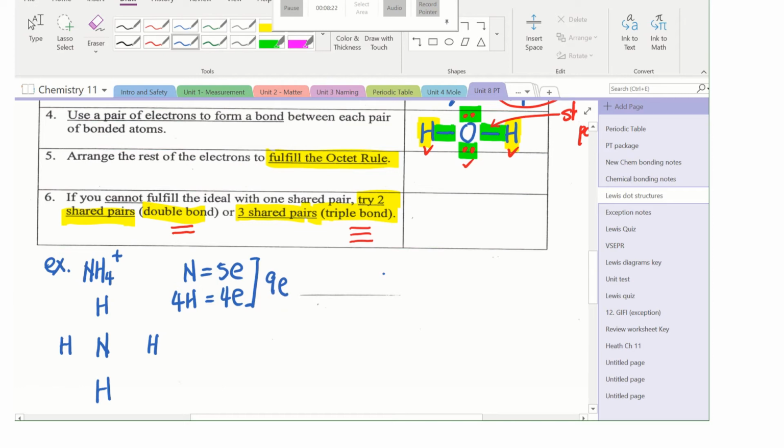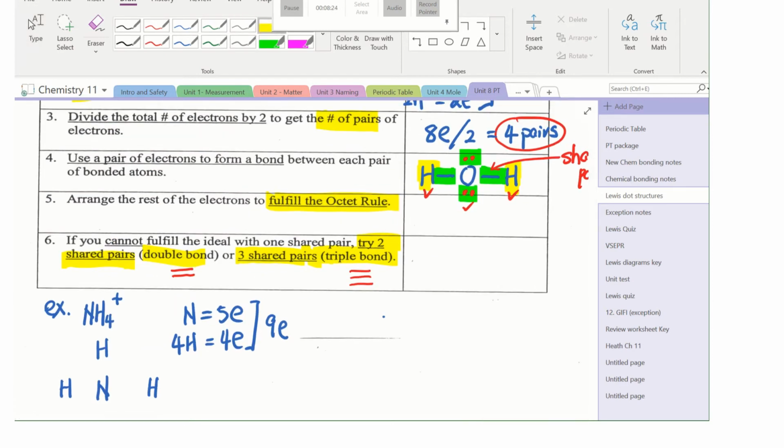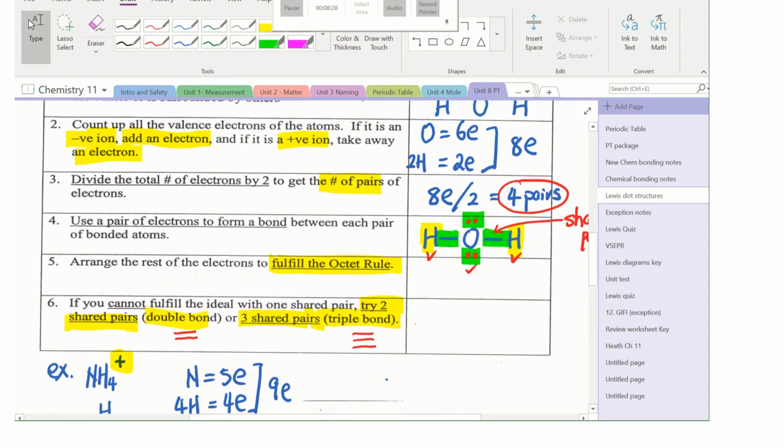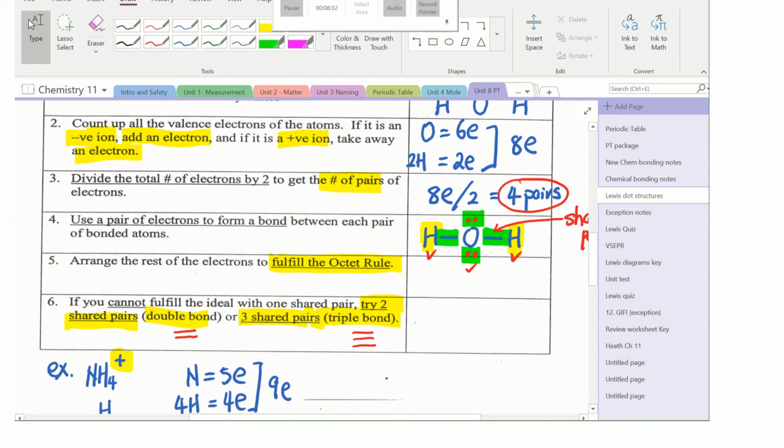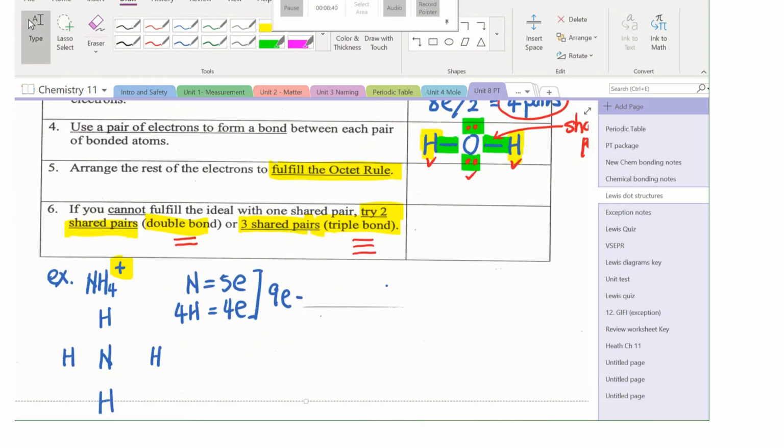Now remember, there's something extra. It's an ion. A positive ion means it has lost electrons. So in this case, you're going to subtract an electron. So 9 minus 1 will give you a total of 8.